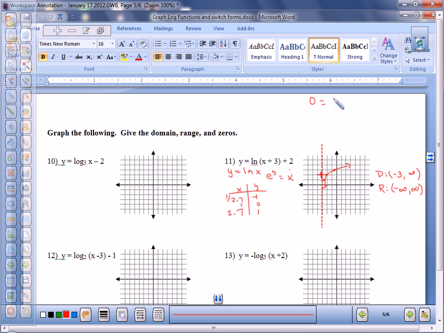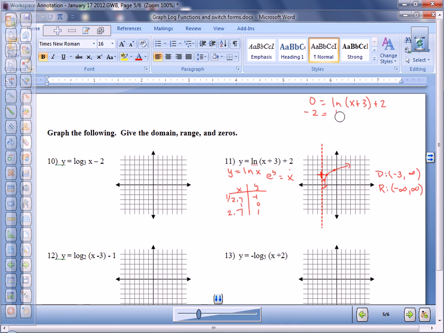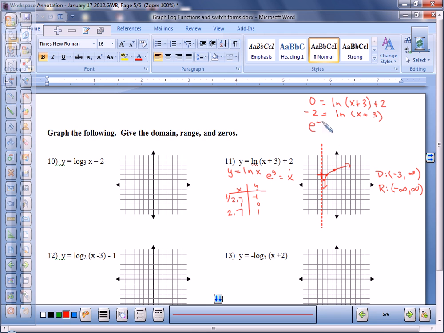And then we got to move that 2 over to get it in log form. And then we switch to exponential form. So what is the base? E. So e to the, what's the exponent? -2. -2 equals, what's the answer part? X plus 3. And then we move the 3 over, e to the -2 minus 3 equals x.